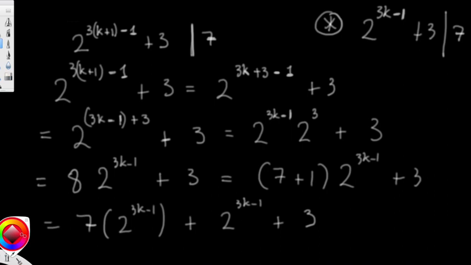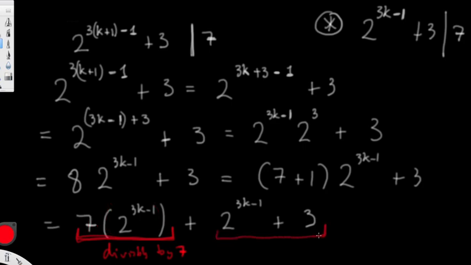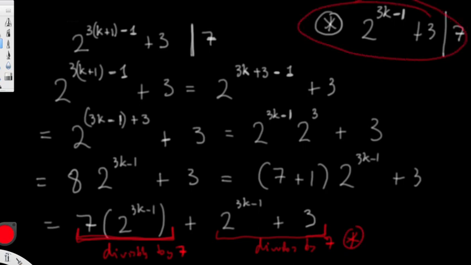So now this original expression is written with two different parts. Now this first part here is divisible by 7. Why? Because it's 7 multiplied by something, so it's obviously divisible by 7. And this second part here is divisible by 7 because of the induction hypothesis, because it's just the same thing as what was written in the induction hypothesis. And so we're done. We've proved this by induction.